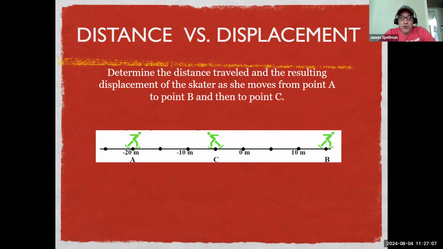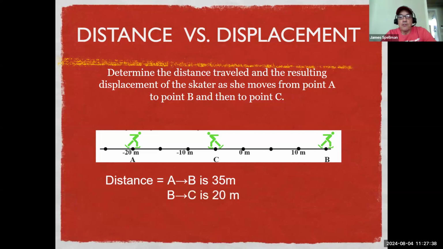So if we wanted to do the distance, we need to just add up everything. How far is it from A to B? On the number line from A to B, if we go from -20 all the way to 15, that's going to be a change of 35 meters. Again, these are always going to be positive numbers because we're always just saying how far is it? Doesn't matter if we're moving left or right, we're always going to get a positive number.